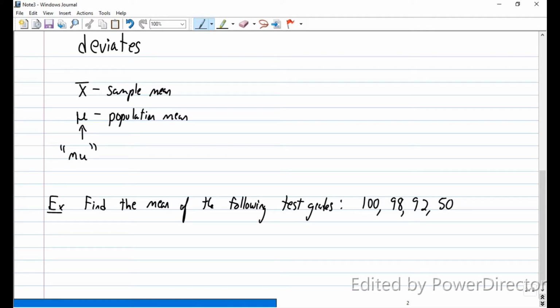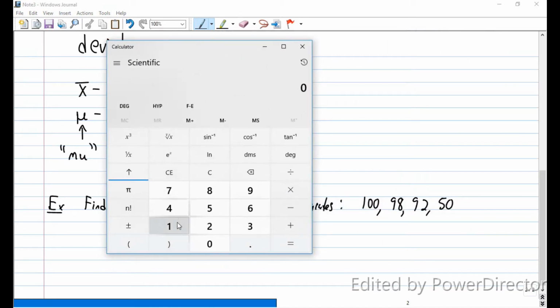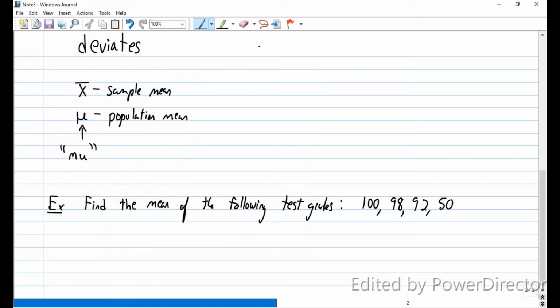Well, I'm simply going to take my calculator. I'm going to add all these up. So I have 4 test grades. And then I'm going to divide by the number of test grades, which I said was 4. And we'll have our average, or our mean, sample mean. All right, which is 85. So X bar, we'll call this a sample, it's going to be equal to 85.